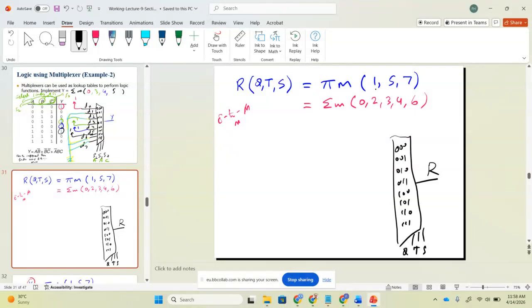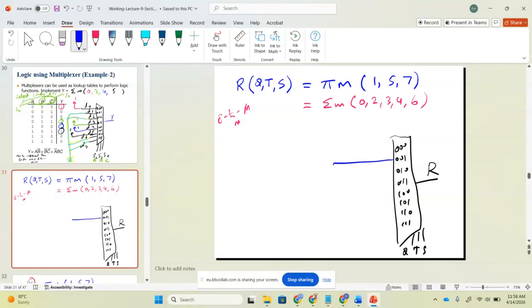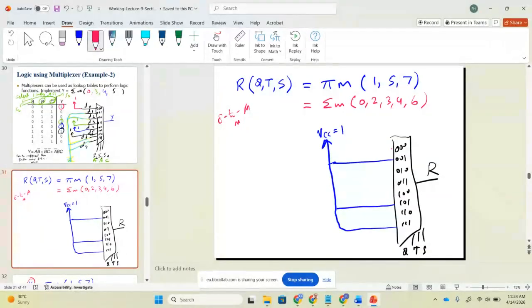Okay. So now for the blue color, 1, 5, 7. Can you see this is 1, this is 5, and this is 7. All of them should be connected to VCC, which is actually 1. And the red one, this is 0, 2, 3, 4, and then 6. All of them should be connected to what?